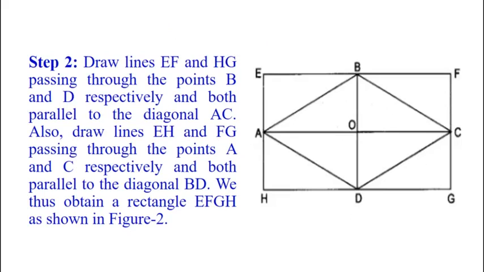Next step, draw lines EF and HG passing through the points B and D respectively and both parallel to the diagonal AC. Also draw lines EH and FG passing through the points A and C respectively and both parallel to the diagonal BD. So, we obtain a rectangle EFGH as shown in figure 2. So, observe this figure. Here we finally obtain a rectangle EFGH.